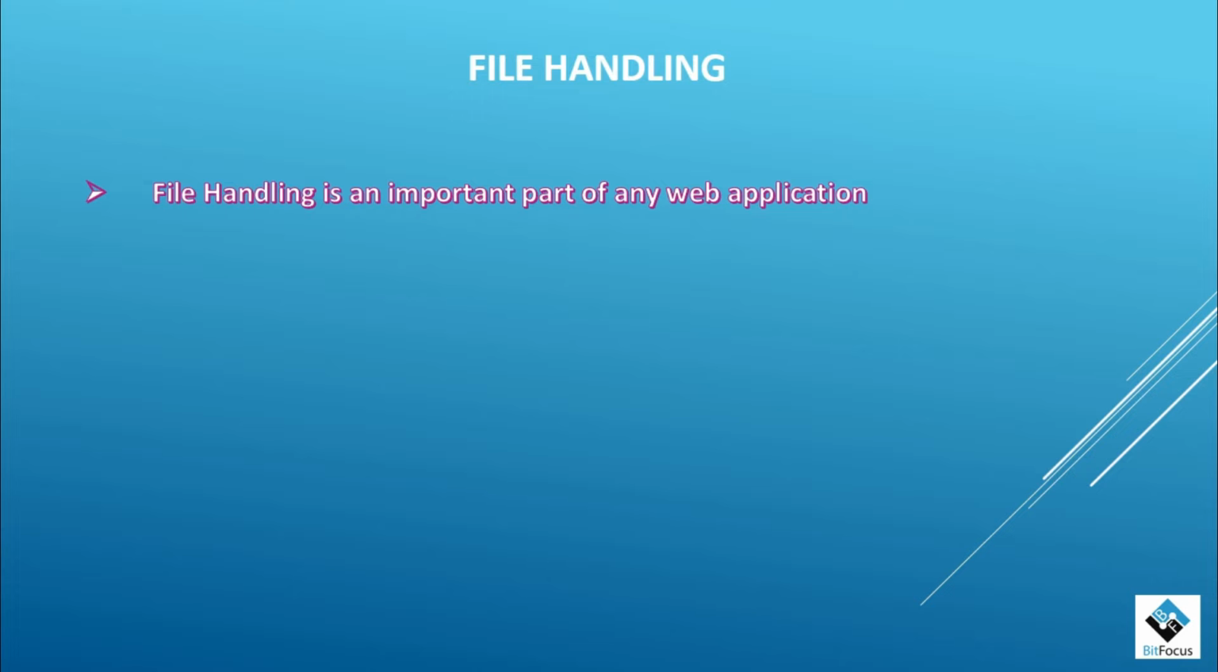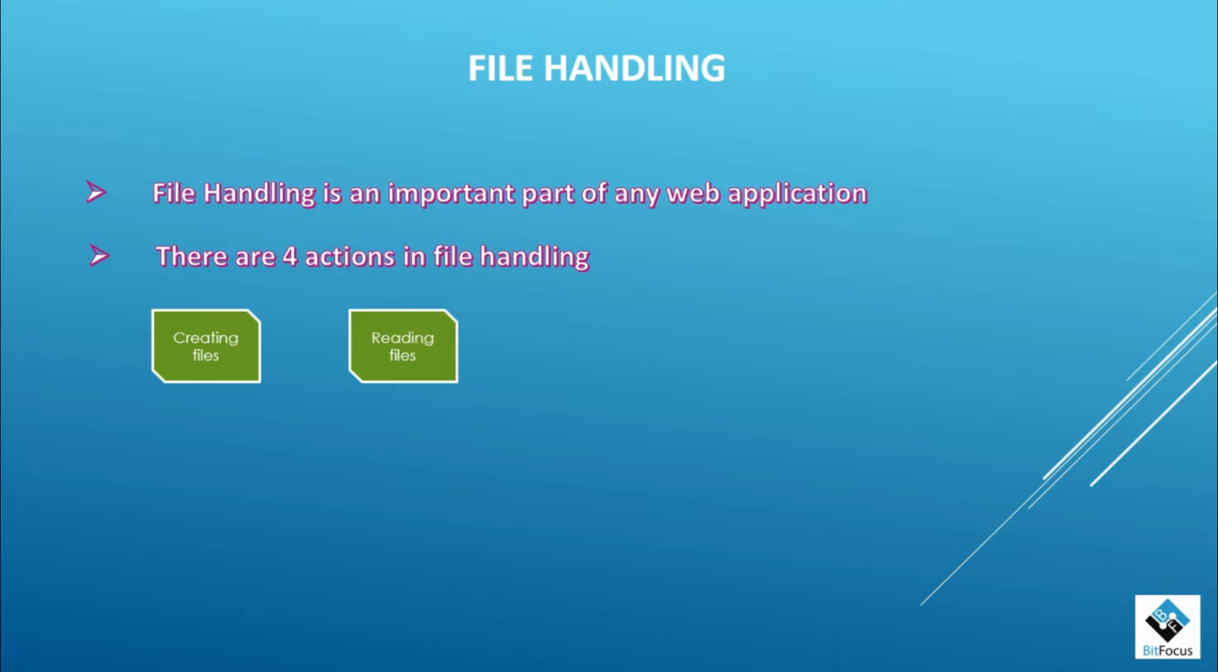File handling is nothing but these four actions: creating a file, creating files with coding, reading files, updating files, and deleting files. For example, you want to create a new file, or read a file, or edit a file, or delete a file. These four actions are file handling, or working with files.